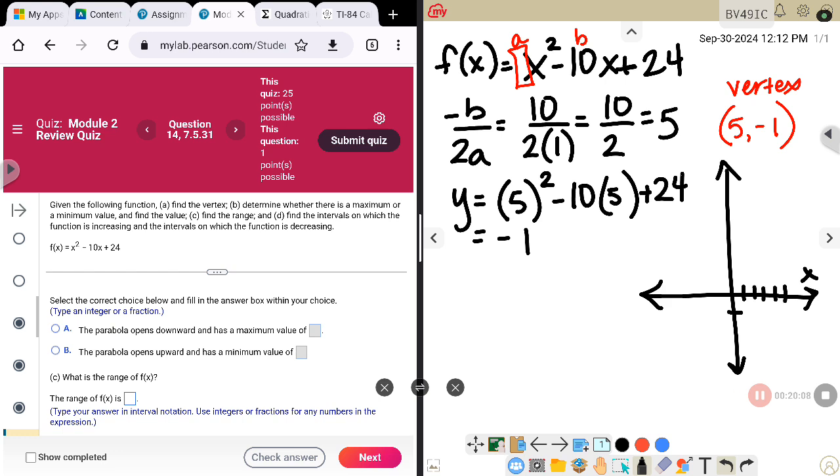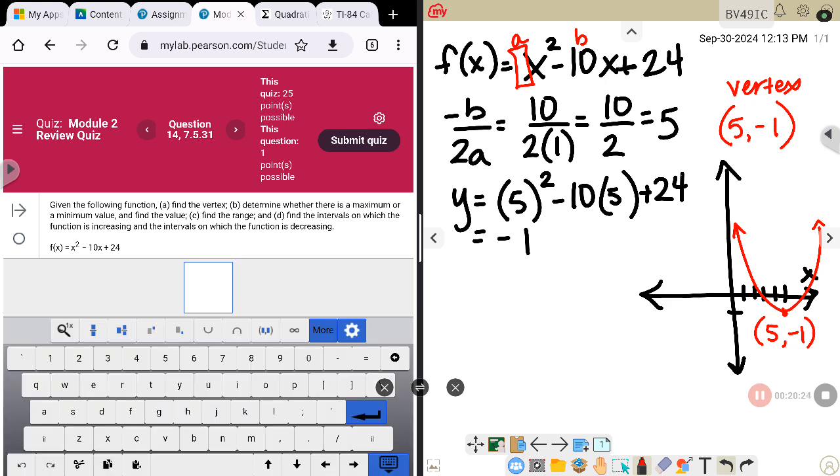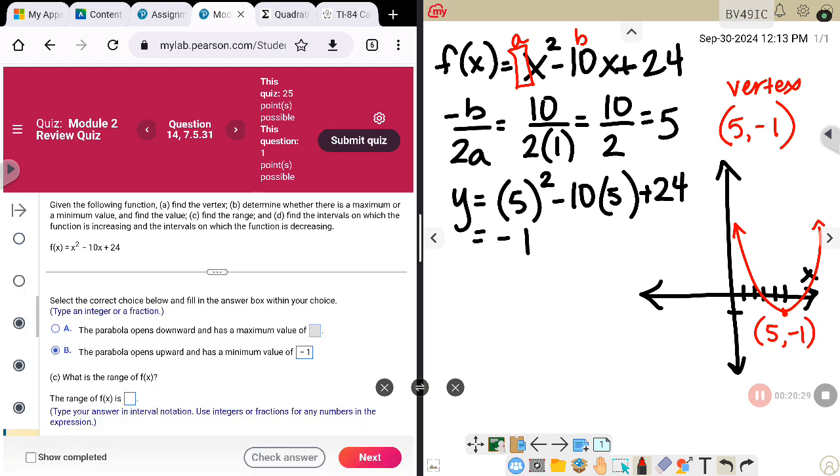So the vertex is to the right 5 and down 1. And it opens upward and has that minimum value of -1. Because remember, the value is going to be the y coordinate.